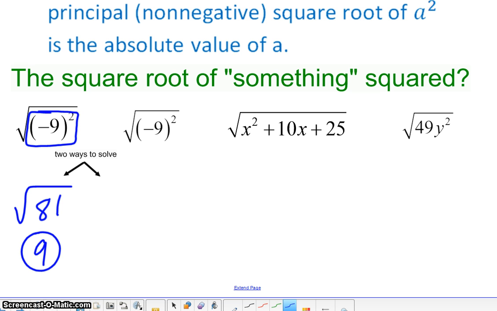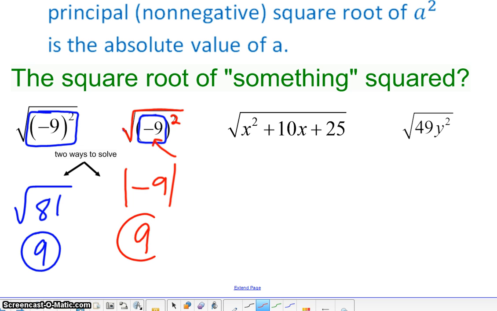Or, using the rule above, you can solve it, because of anything squared. So there's the symbol you should look for. This is your square root of anything squared, so whatever's in that spot, you take the absolute value of it, or whatever's inside, to get your answer. So in either case, you're going to get 9. Now, for the more difficult problems, the rule is going to be more obvious.